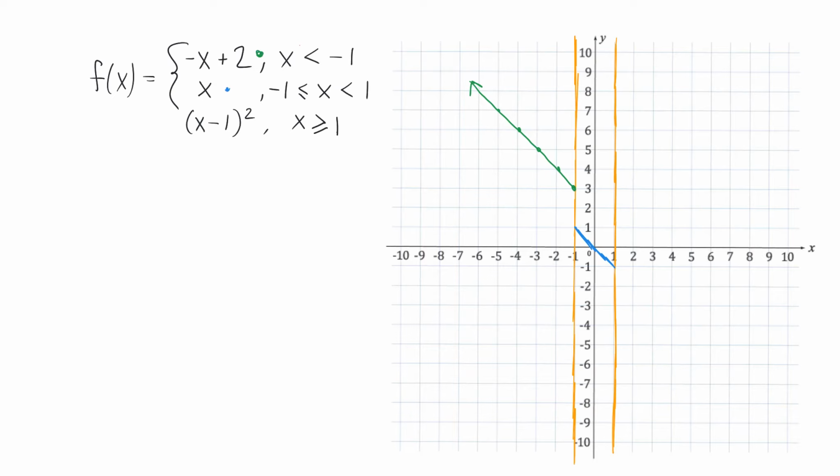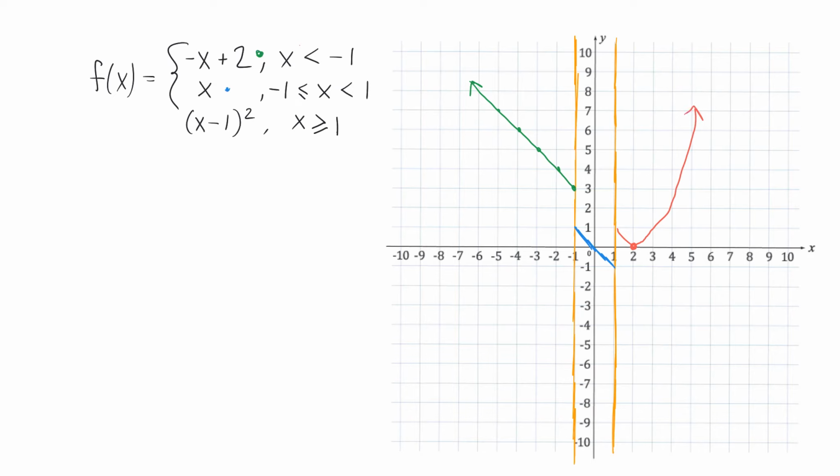And then x minus 1 squared. So this is going to be a parabola. Remember what we know about this. This just means that it's shifted to the right one place. Remember, because we reversed that since it's inside. So this is going to be right here, and it's going to be just a parabola that does this.